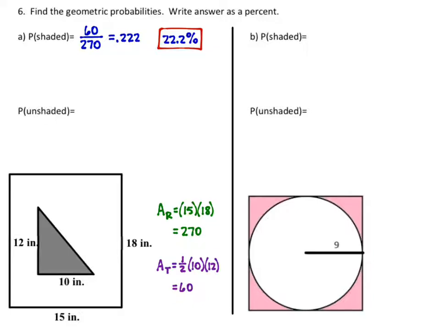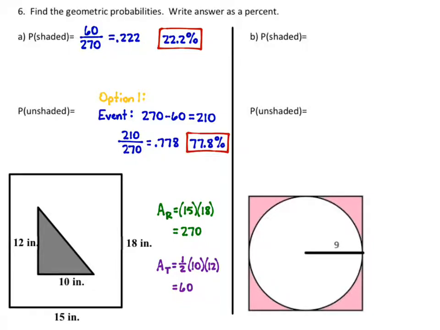Now, the second part, it says, what is the probability of the unshaded region? Well, I didn't calculate the area of the unshaded region here. I only calculated the area of the whole thing and then the area of the triangle. So to find the area of the unshaded region, I can just take these two values and subtract them. So we would end up with 270 minus 60, which is 210. And then we can put that over the whole thing, which is 270. And then that would be 0.778 or 77.8%.